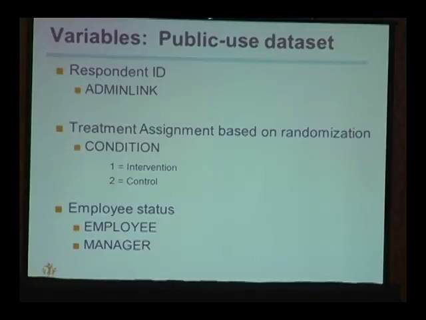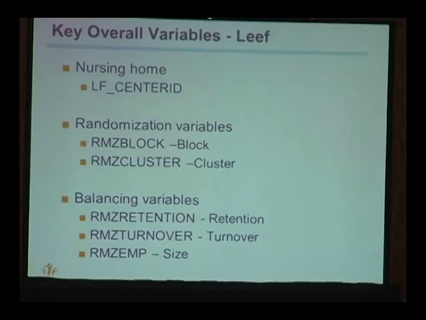You can follow along with the 10% simple random sample that we have provided along with this workshop. Some of the key variables that you should look at is the respondent ID is named admin link in the data set. Whether or not they were part of the intervention is under the variable condition, and we clearly indicate the employee status with two variables, employee and manager. For LEAF, the nursing home, which is the randomization site, is indicated with the LEAF center ID. And the variables that we talked about for the clustering is the random cluster and the random block.